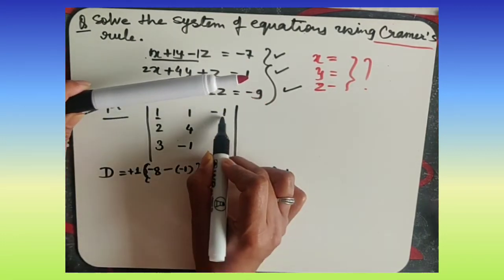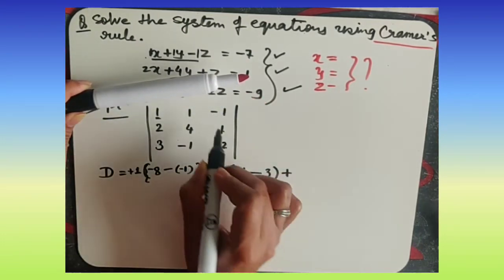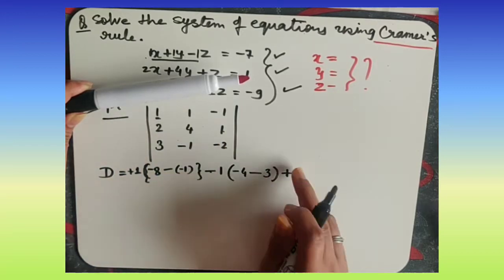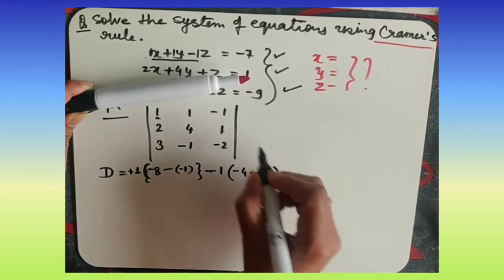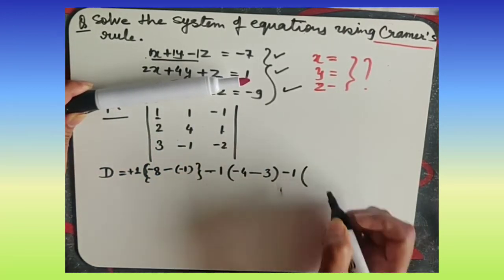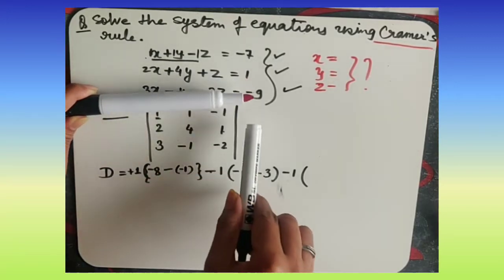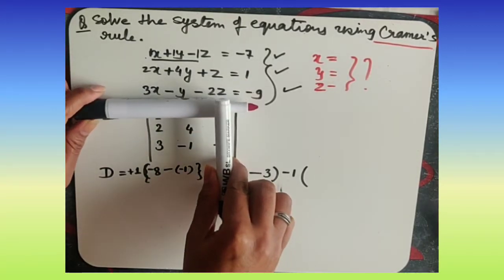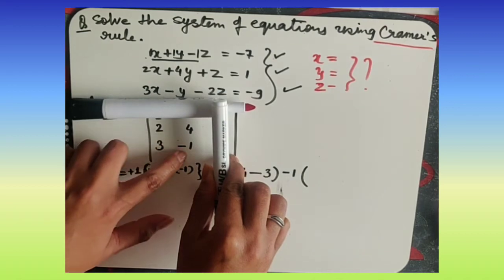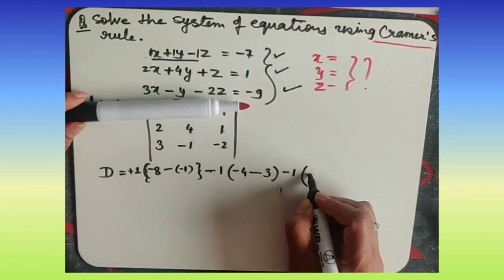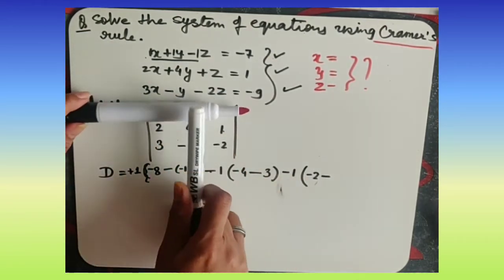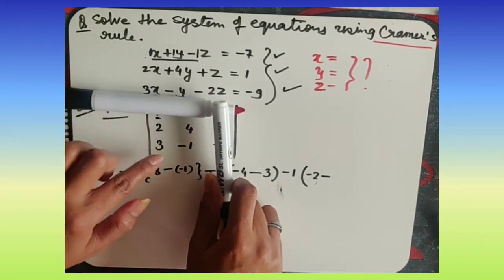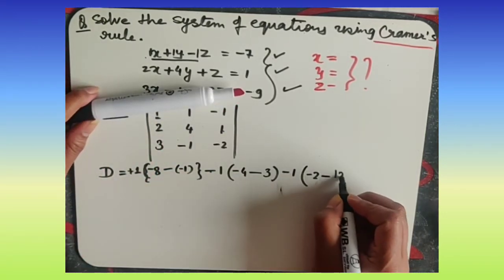Then we will take this -1, so here it is plus, but plus and minus will make minus, so -1, then again bracket, and cover this row and column, and then 2 multiplied by -1 will be -2, and then minus, and then 4 multiplied by 3 will be 12.